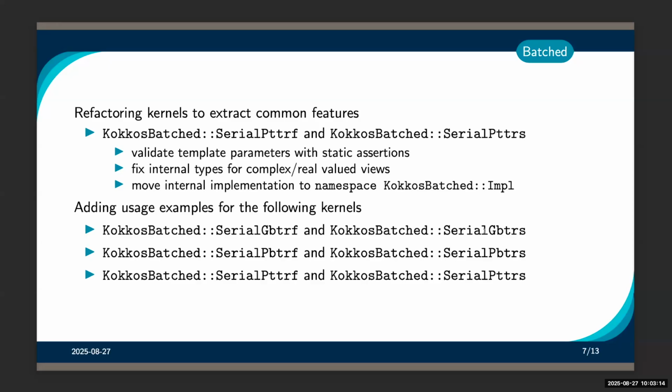We're adding usage examples for the following kernels. The serial GBTRF and TRS, GB standing for, again, general banded matrix. PB, which is for packed banded matrices. And PT for packed tridiagonal matrices. And again, for all of these, you'll have both the factorization and solver functions.